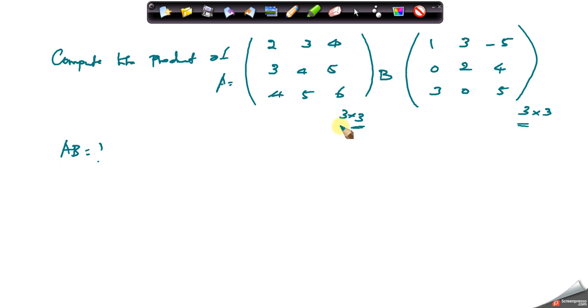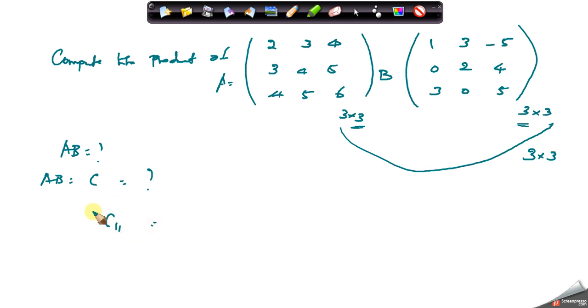So the resultant matrix, whatever we are going to get, is also of order 3 by 3 in this case. So order of the resultant matrix is also 3 by 3. So AB is equal to C, and it is of order 3 by 3. That is the only information we need to know right now. So we can find each element of C separately in this case.